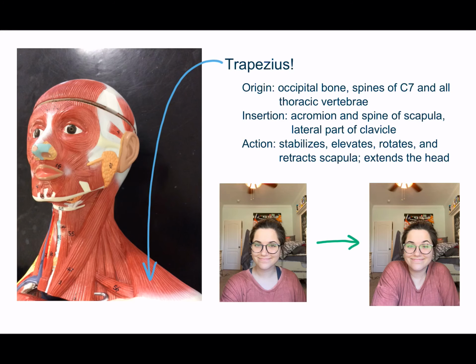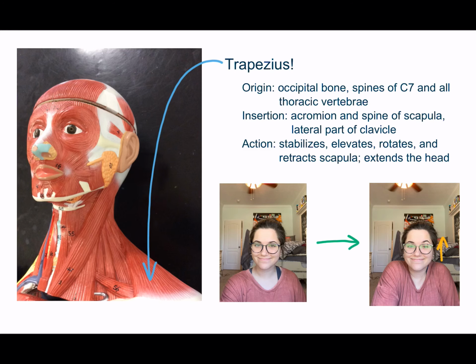And then we're going to go to the trapezius. The trapezius originates at the occipital bone, the spine of C7, and all the thoracic vertebrae. It inserts on the acromion and the spine of the scapula, which is the part of your scapula that you feel as a ridge, and the lateral part of your clavicle, your collarbone. It's supposed to stabilize, elevate, rotate, and retract your scapula, and it extends the head. When I think about the trapezius, I think about shrugging my shoulders, because that is elevating the scapula.